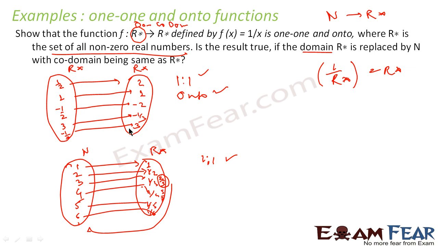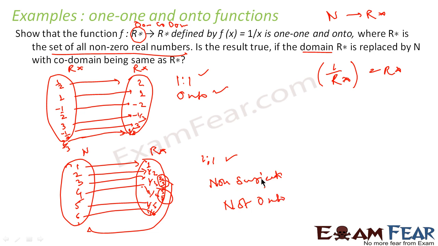So in this case, for 3 by 2 also, if you get 3 by 2 here, you get a mapping here, that is 2 by 3 in the earlier case. But in this case, for 3 by 2 or 2 by 3, there is no mapping here because 3 by 2 is not a natural number. So there are some orphan elements. Since they are orphan elements, it is non-surjective. That is, it is not onto.